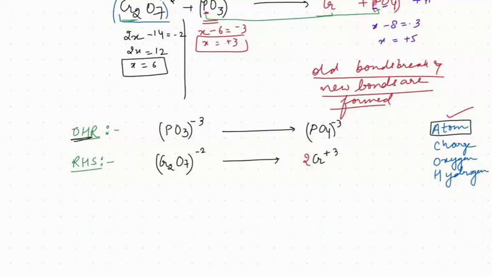It is going to lose 2 electrons. That's why P plus 3 becomes P plus 5. Are you understanding? Got my point?